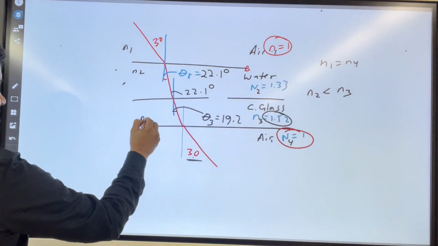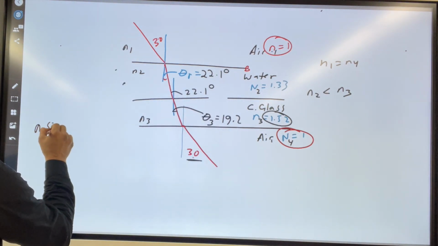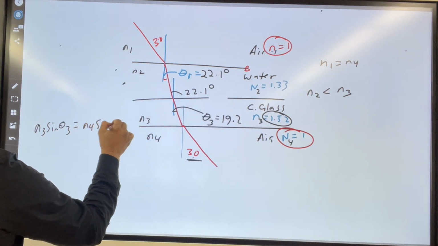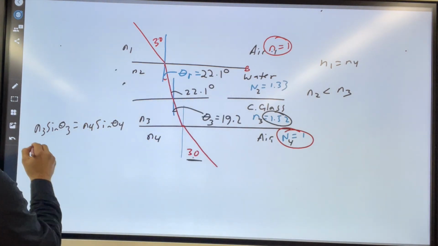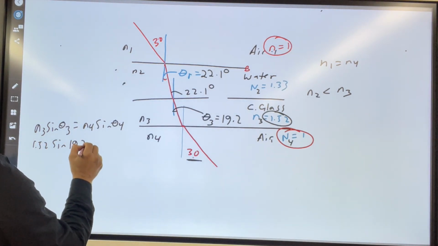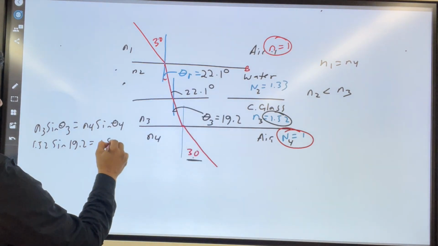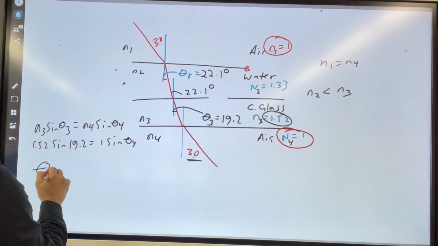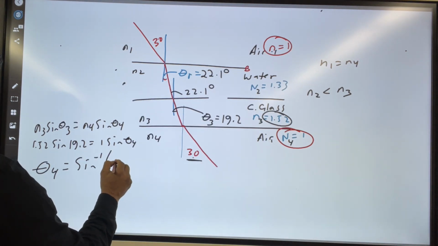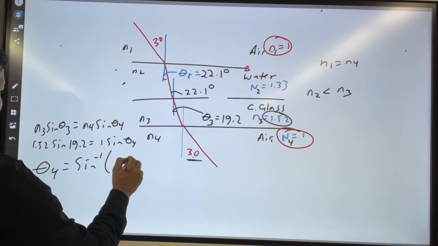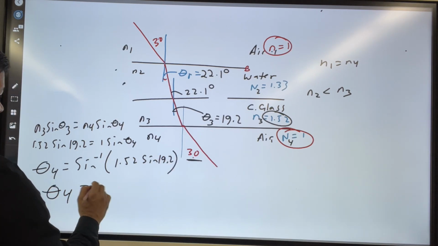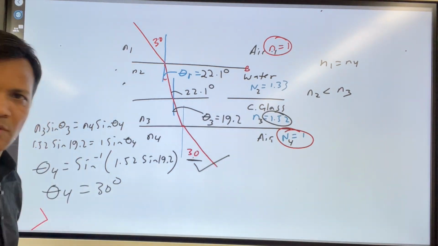And now our hypothesis is that this one is 30, and let's see if that's the case. So this is n3 sine theta 3 is equal to n4 sine theta 4. n3 is 1.52, sine theta 3 is 19.2, n4 is 1, sine theta 4. So theta 4 is equal to sine inverse of 1.52 sine 19.2, right? So theta 4 is equal to 30 degrees. Now that we proved. All right.